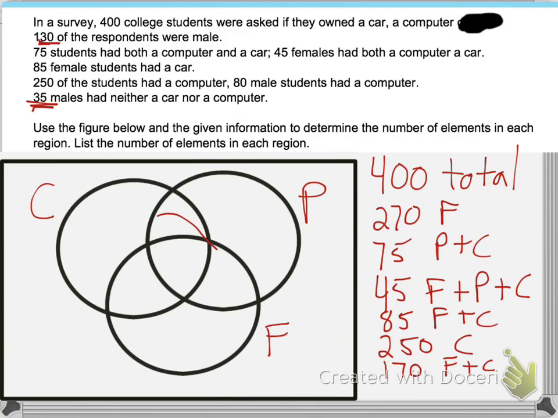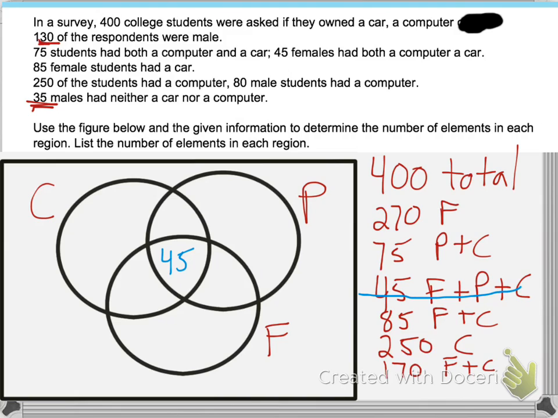Again, when you're setting up a Venn diagram, you want to work from the inside out. So the first thing we want to look at is the middle region. And we ask ourselves, who's going to go there? Those are people that are in the car set C, the PC set P, and the female set F. So we look through our list of information and say, do we know what goes in all three sets? And the answer is yeah, we do. There's 45 females that have a PC and a car. So there's got to be 45 people in that middle region.